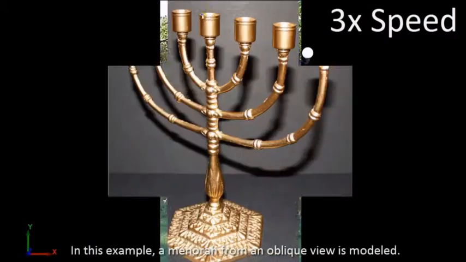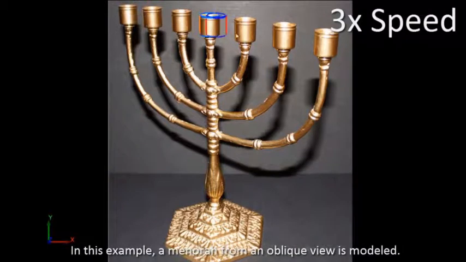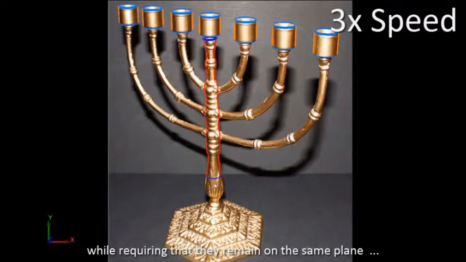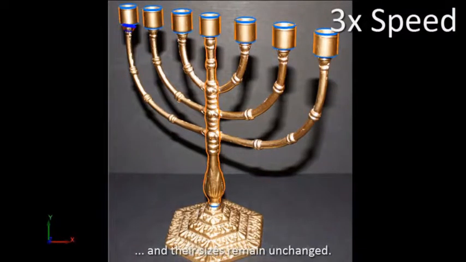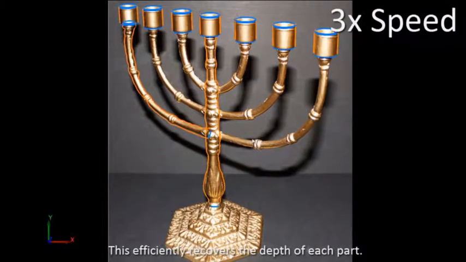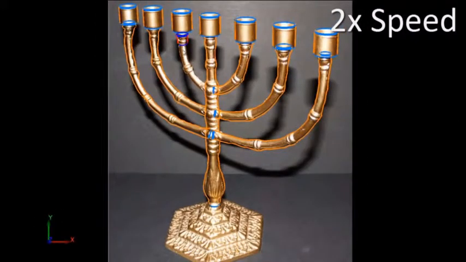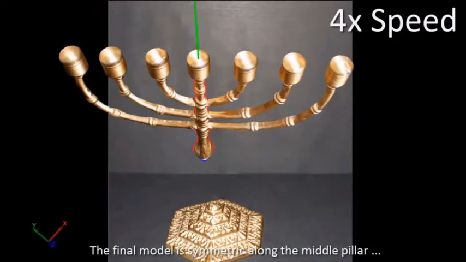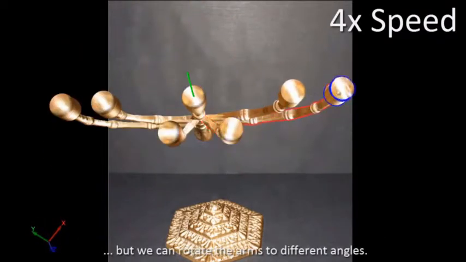In this example, a menorah from an oblique view is modeled. We copy and paste the candle holders by fitting them to the image, while requiring that they remain on the same plane and their sizes remain unchanged. This efficiently recovers the depth of each part. The final model is symmetric along the middle pillar, but we can rotate the arms to different angles.